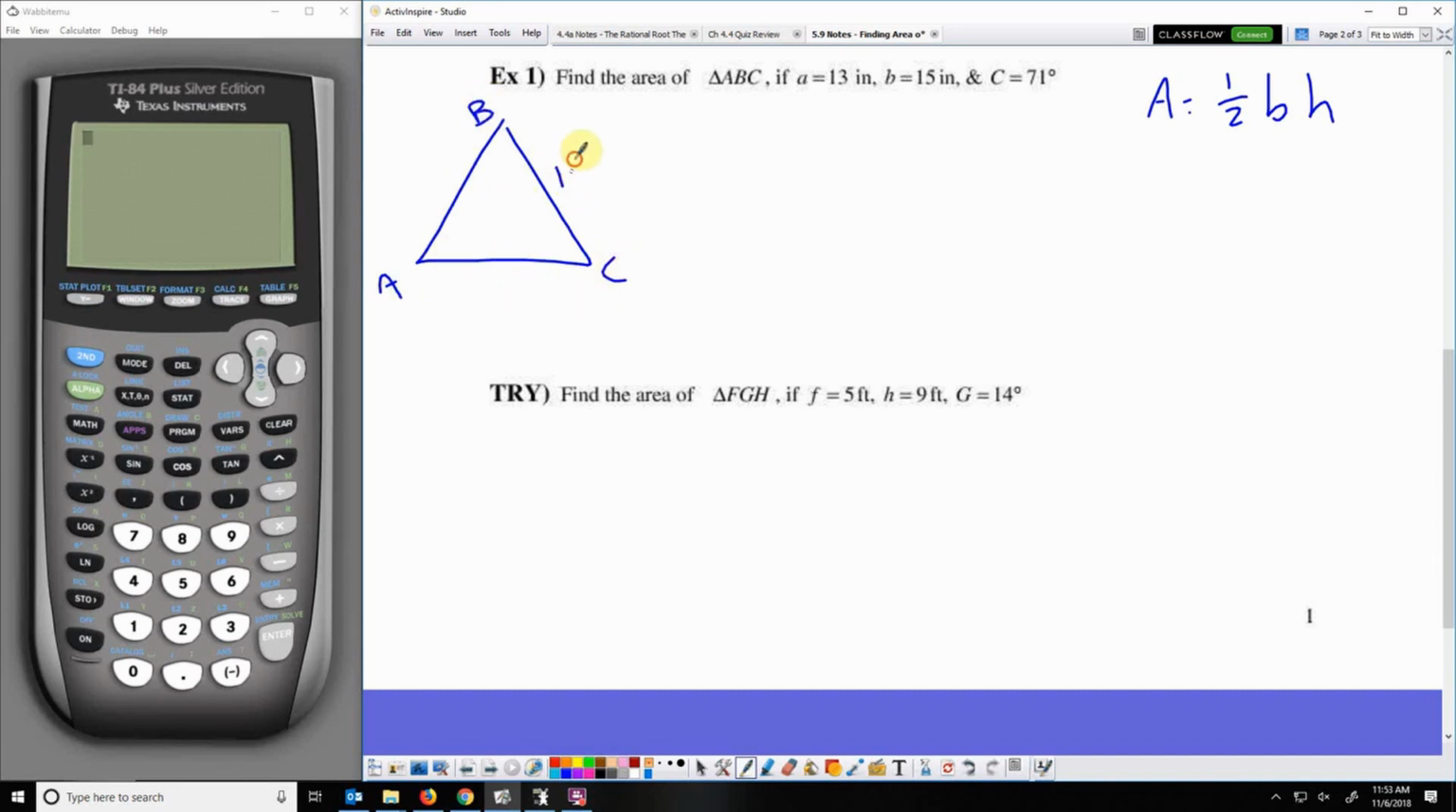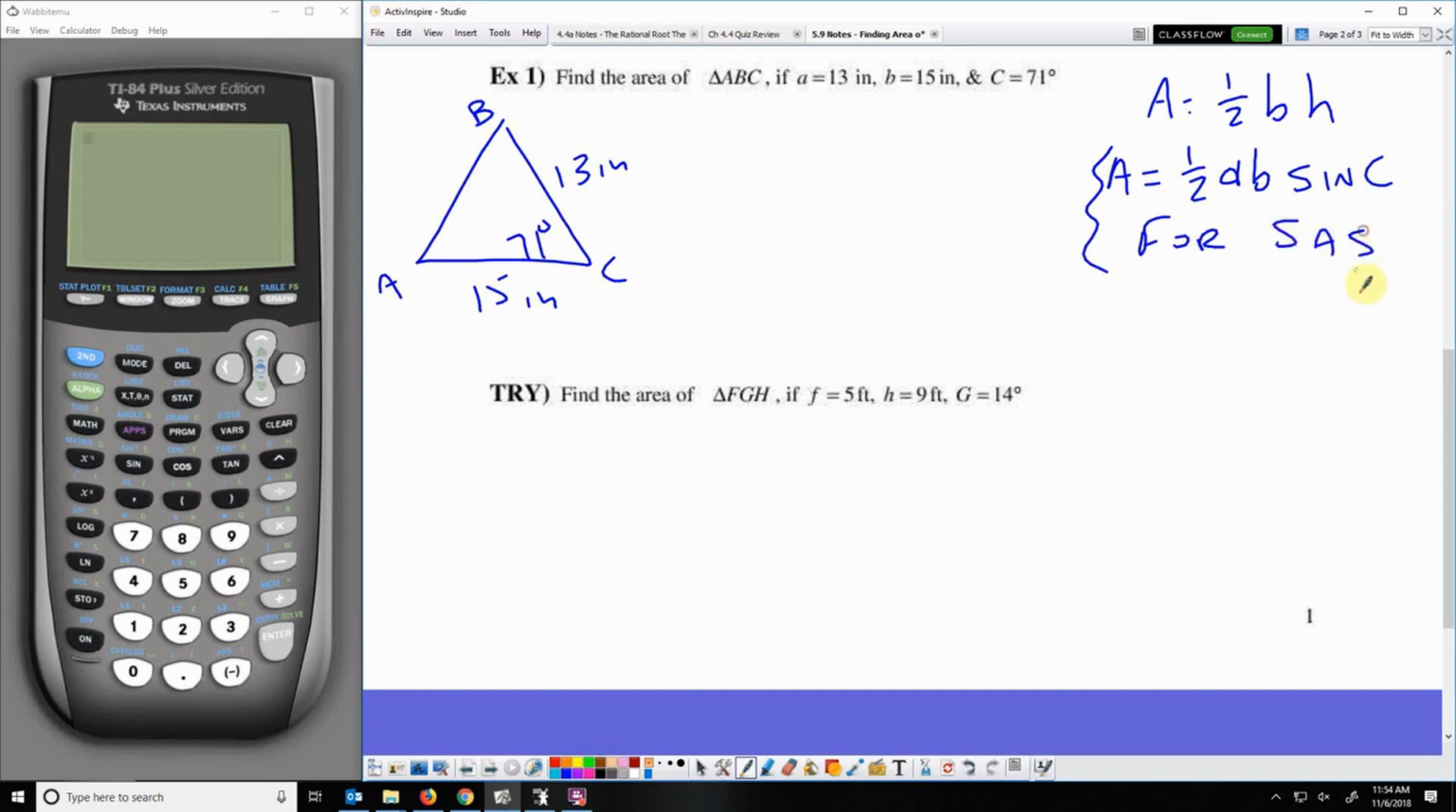where you know side A is 13 inches, B is 15 inches, and C is 71 degrees, area equals base times height isn't quite going to be the easiest way to do it. So there is another formula that says that the area is 1/2 AB sine C. Okay? So this right here is for times when you are given side angle side.